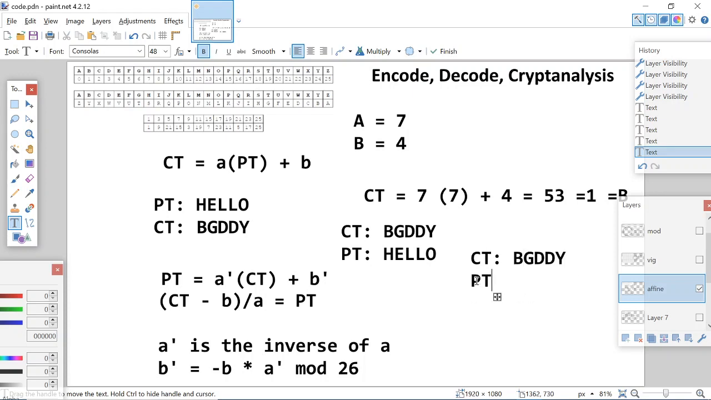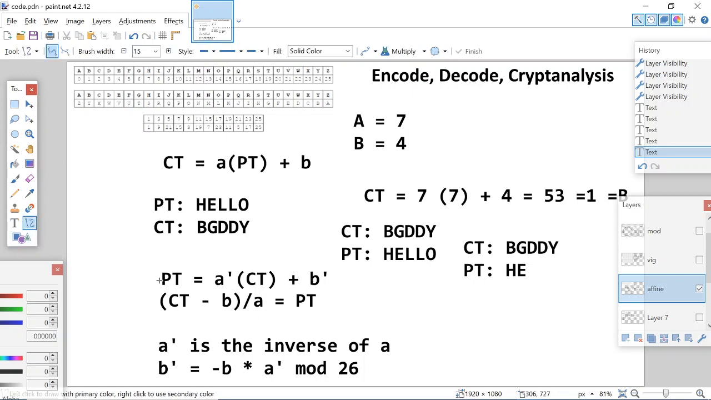Plain text. Again, as with Divisioneer, they will give you a set of crib text. In this case, I'll just say the first 2 letters, because you only need 2 letters. So they tell you B is H, G is E. So step 1, you can basically set up a system of equations for this, which is why I like to use this equation, because it makes it a lot simpler to use than this.